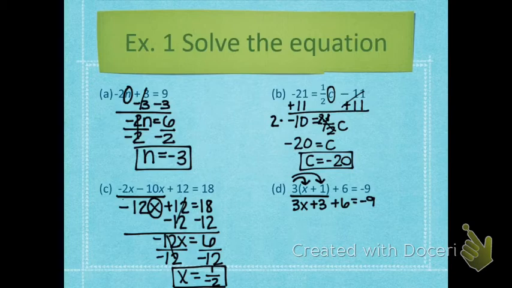Yes, what are they? 3 and 6. Good. Remember, like terms have the same variable raised to the same power. So if neither of these terms have a variable, then they're alike. So we bring down the 3x. What is 3 plus 6? 9. And it equals negative 9.